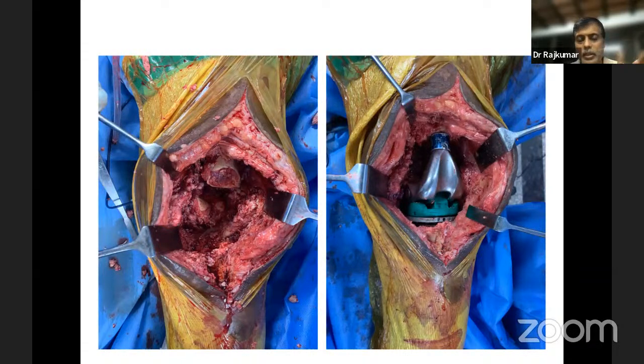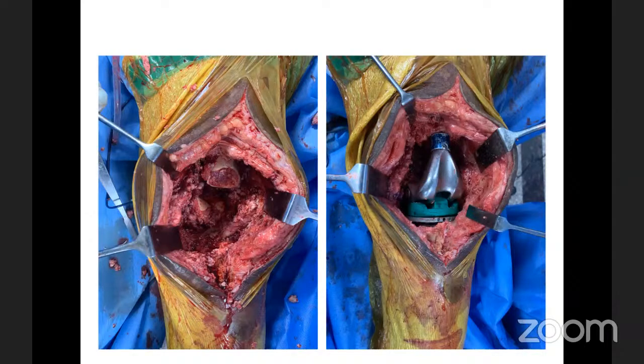So with the X-ray, I was very much clear that he might need a tumor prosthesis. So that apart from the hinged, I had a tumor prosthesis as a backup. So fortunately, that was the scenario here where I had to use the tumor prosthesis. No way we can use a hinged prosthesis, no condyles, nothing.